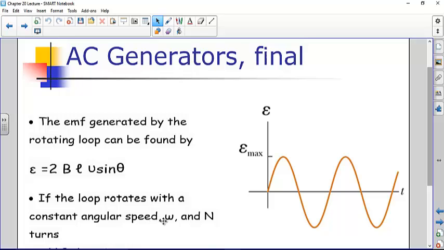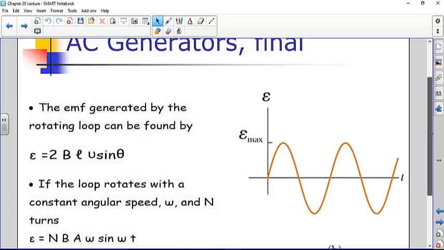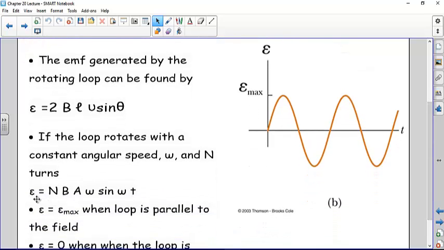and if the loop rotates with a constant angular speed, omega, in radians per second, and has n turns, then the external voltage, the induced voltage, is the number of turns times the strength of the magnetic field times the area of the loop times the rotational speed of the loop times the sine of omega t. So omega is how fast this thing's being rotated.